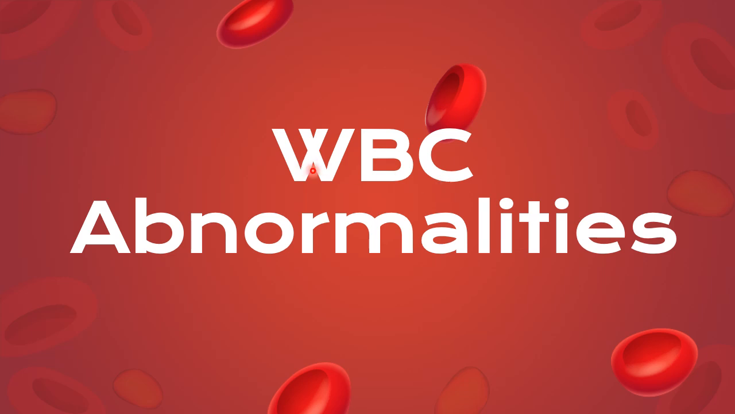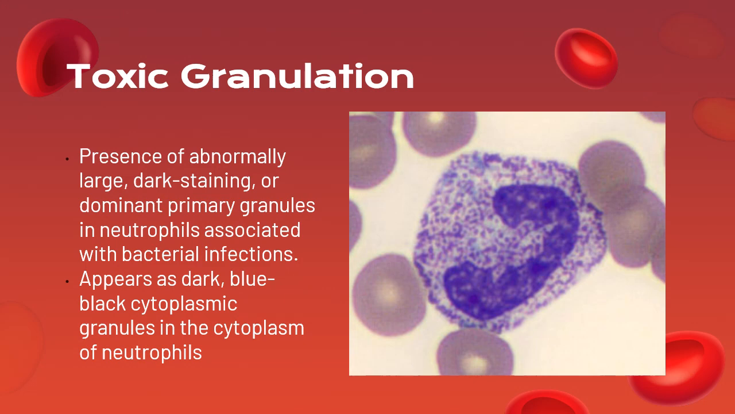So, we know yung normal WBCs na. Let's look at now the abnormal WBC abnormalities. First, we have toxic granulation. This happens when there is a presence of abnormally large, dark staining or dominant primary granules in neutrophils associated with bacterial infections. Di ba, ang neutrophil natin, almost hindi natin makita or hindi natin ma-appreciate yung kanyang granules normally. So, toxic granulation happens kapag there are bacterial infections.